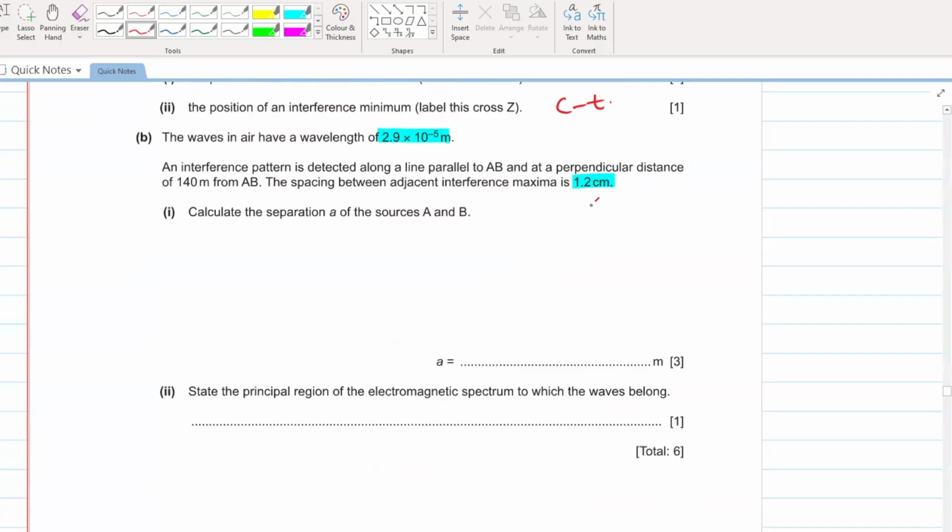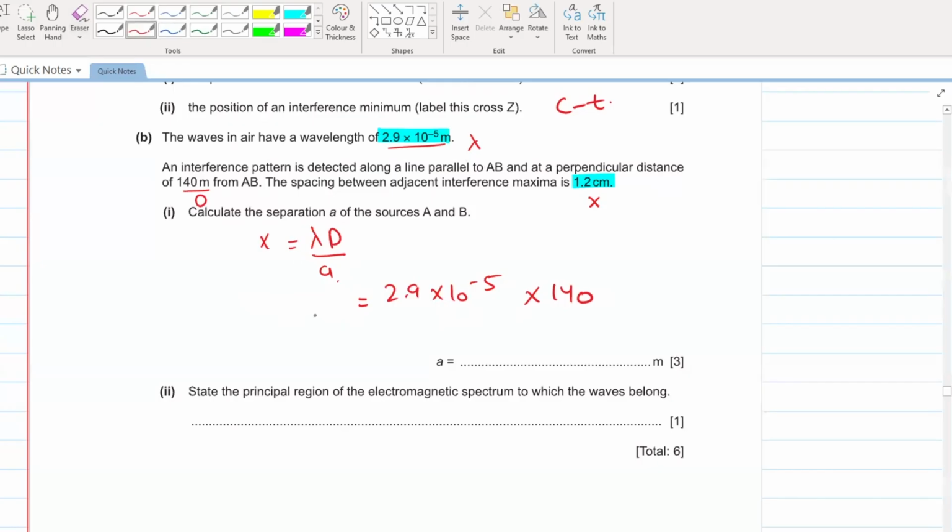So this is X, perfect. And interference pattern, take care. This is D. This is lambda. You have to calculate the separation of A and B. You will say X is equal to lambda D over A. X is what? 1.2 centimeter, 1.2 into 10 raised to the power of minus 2. Lambda is what? 2.9 into 10 raised to the power of negative 5. D is what? 140. Can you calculate this A? Make A the subject.